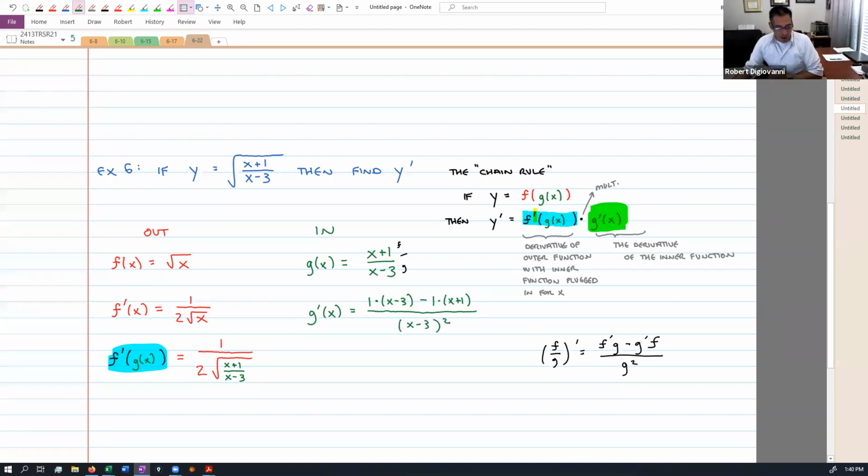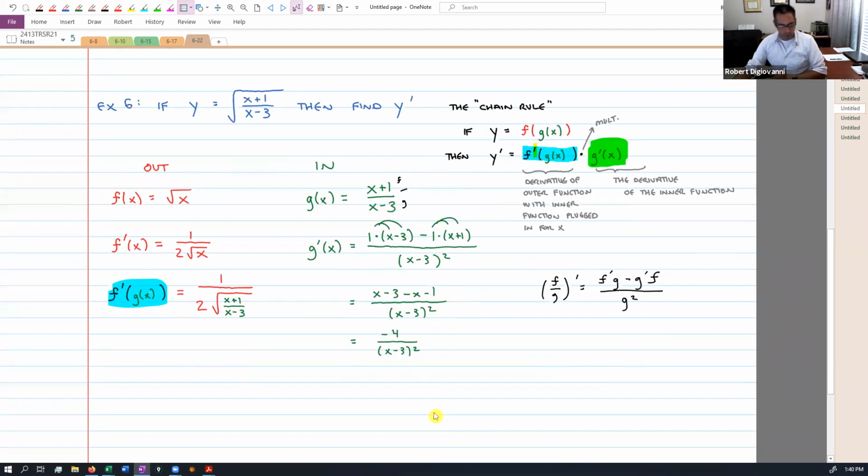All right, let's clean this up. It's not pretty, but we can clean it up. The 1 distributes through, and so we just get x minus 3. The negative 1 distributes through, we get minus x minus 1. And then all of this is over x minus 3 squared. The x's cancel, and I just get negative 4 over x minus 3 squared. That's not that bad looking, actually. It's pretty clean, if you ask me.